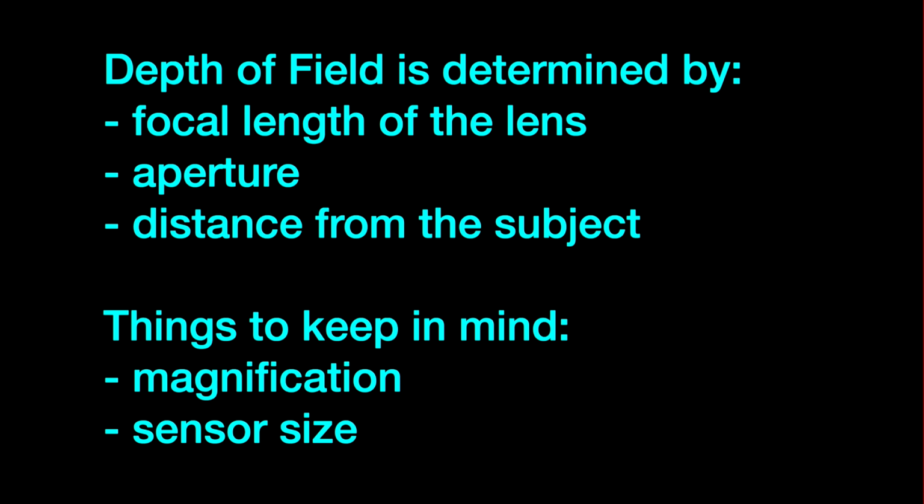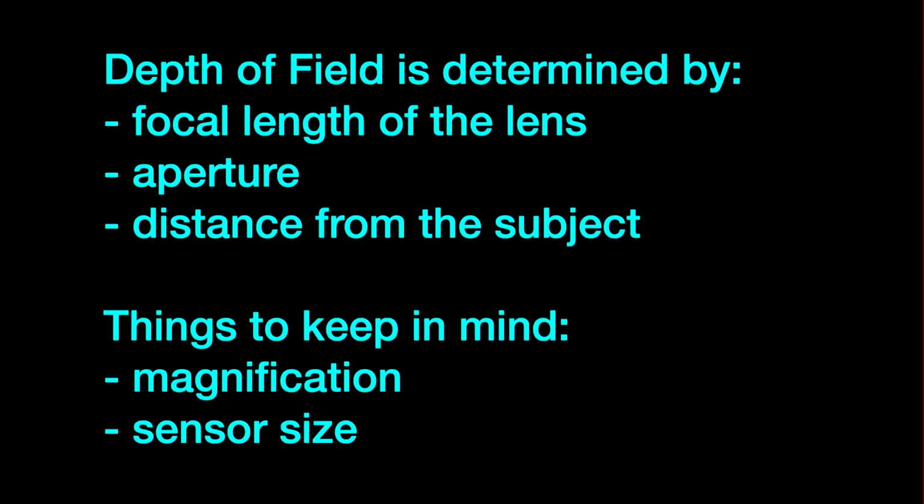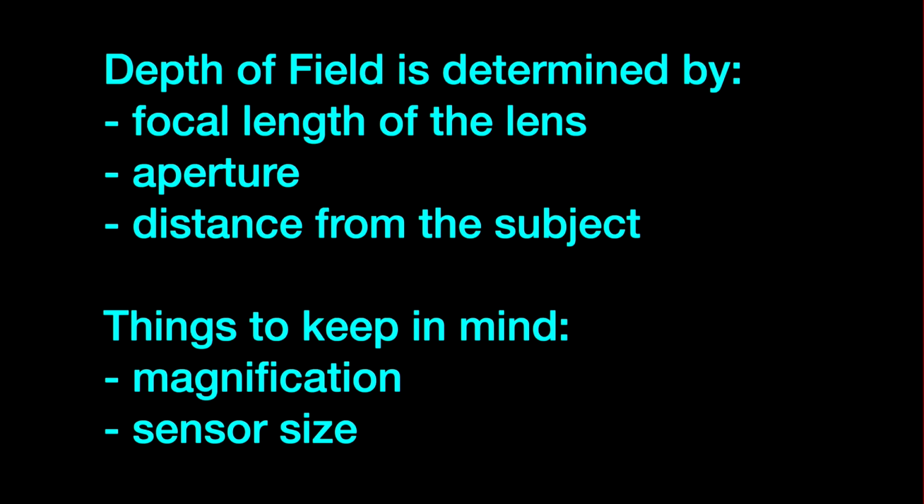So to wrap this up, depth of field is determined by the focal length of the lens, the aperture, whether it's big or small, and how far away you are from the subject. The other impacts on depth of field are the magnification or the framing. You can look at it either way, how you frame the shot or the magnification of the shot, and the sensor size. While they don't control depth of field, you have to think about them because they do influence the depth of field in your images.